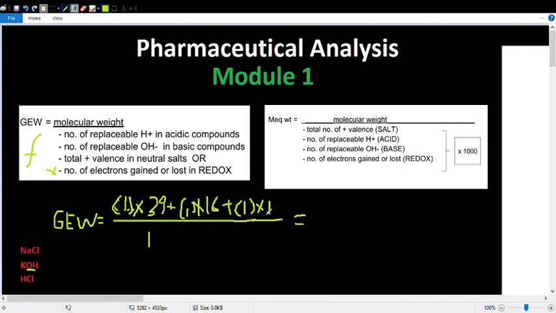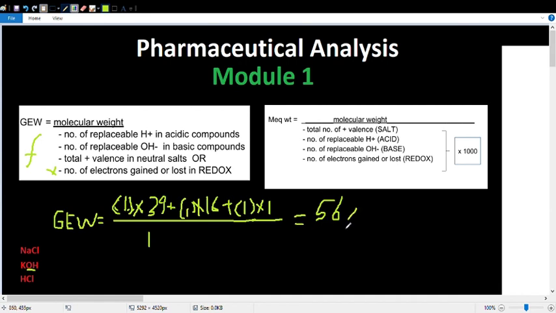So 1 times 1 will be equal to 1. Then 16 times 1 is 16. Then 39 times 1 is 39. So 39 plus 16 will be equal to how much, guys? To 55. Then plus 1 will be equal to 56. So that's our gram equivalent weight, 56 divided by 1.